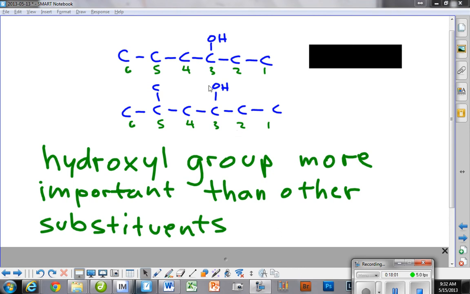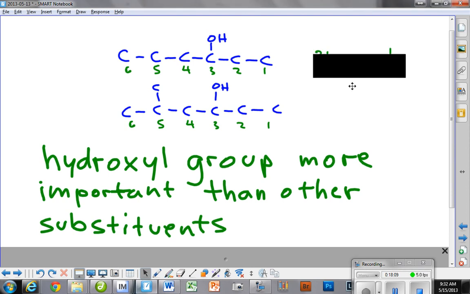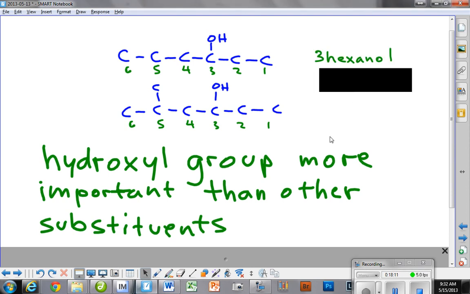No hydroxyl. Just say 3-hexanol. That's all you need. The 3 tells us, because this is an alcohol, that the hydroxyl group is on carbon number 3. That's all. Now, when we go to name this, this is not going to be anything new. This is exactly what you would expect it to be.